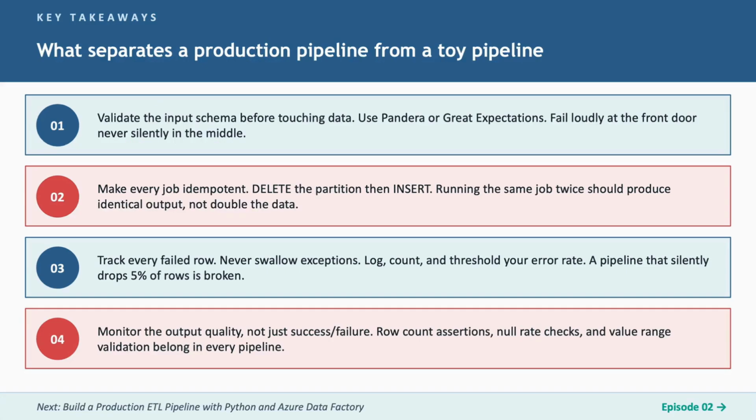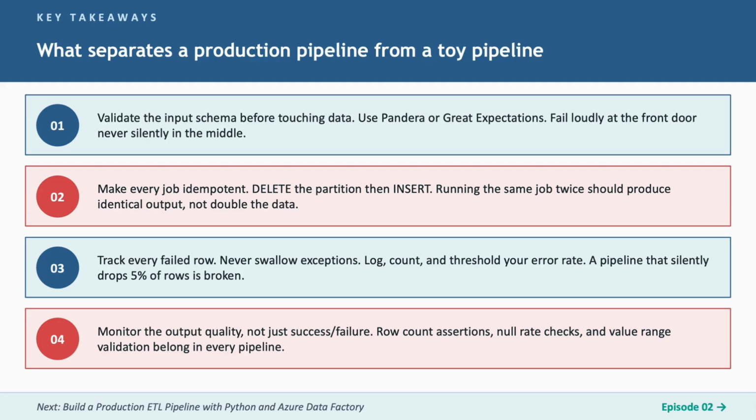So four things to take away from this episode. One, validate the schema at the front door. Use Pandera. Fail loudly on ingestion, never silently in the middle of the transform. Two, make every job idempotent. Delete the partition, then insert. Running the same job twice should produce identical output, not double data.